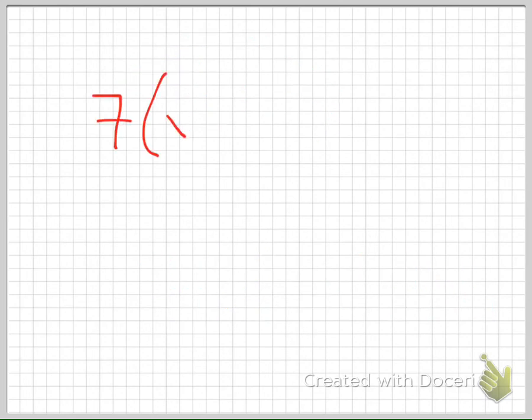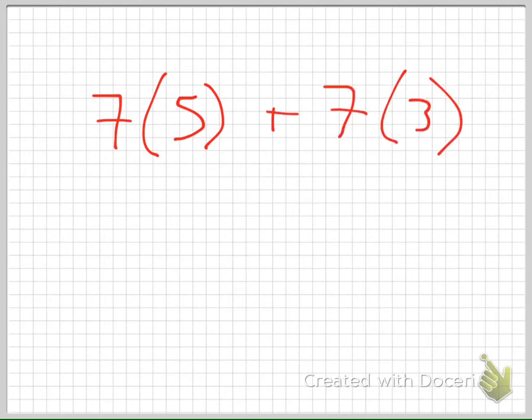So what if I give you this? 7 times 5 plus 7 times 3. You can undo the distributive property here. And that would be this: 7 times 5 plus 3. You see what I'm saying? I'm actually undoing it. I'm putting it back.